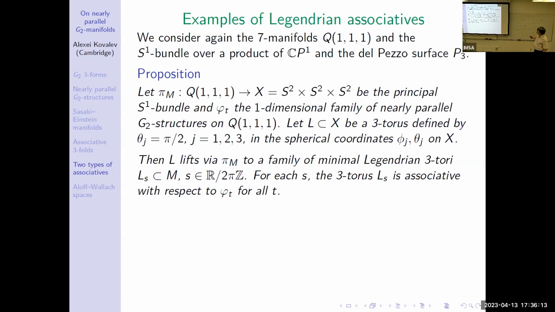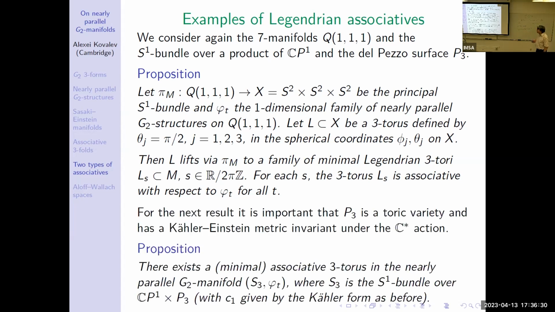It leads to a family of minimal Legendrian three-tori, a family because we can choose the starting point of the lift. So the S1 can be a special Lagrangian, which are also minimal Lagrangian, and some minimal associatives.